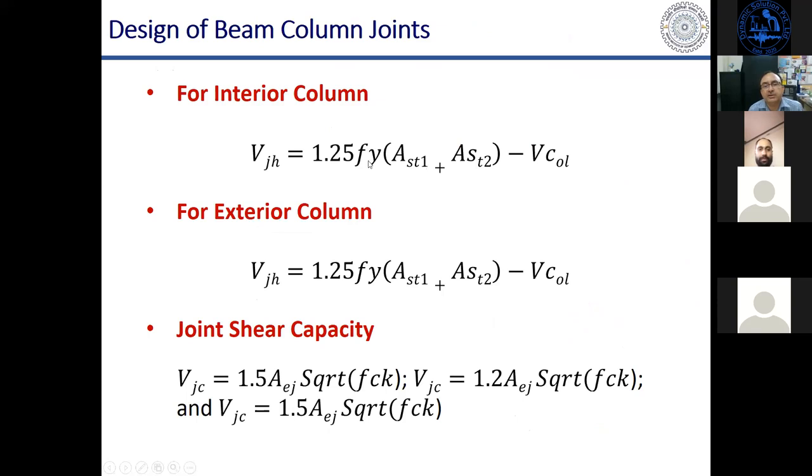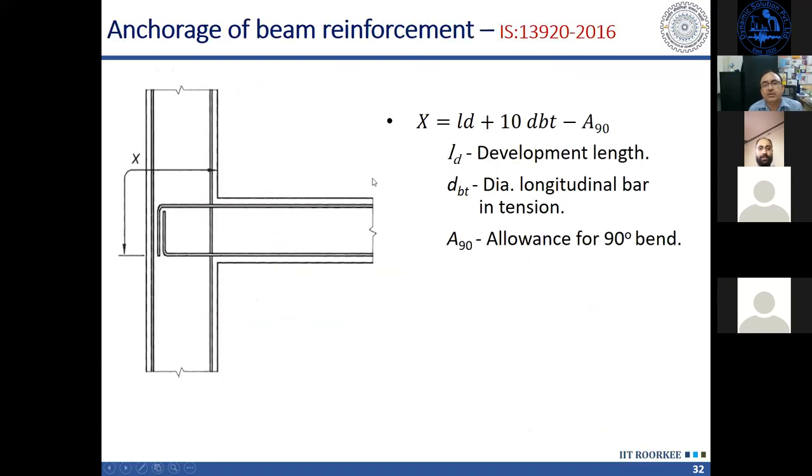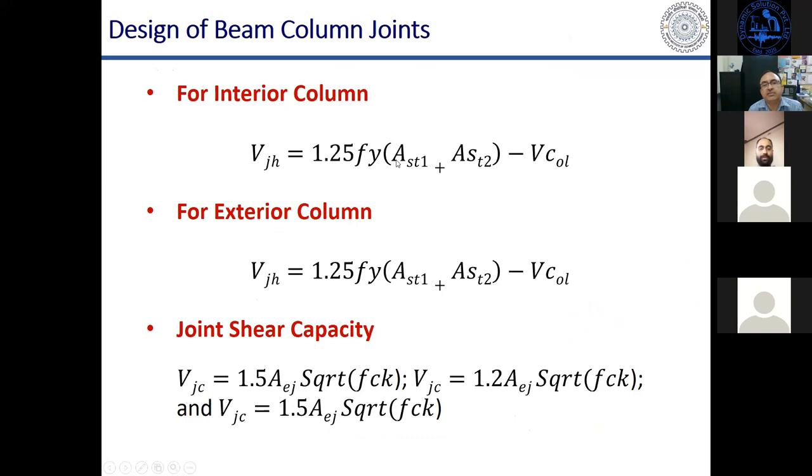EST1 into Fy, what is it giving? It is giving us T1. Fy into EST1 is T1. Fy into EST2, that is T2. So T1 and T2 multiplied by 1.25. Why is this multiplied by 1.25? To consider the effect of strain hardening.